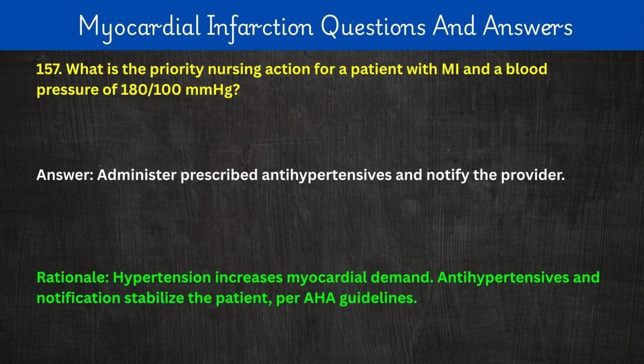157. What is the priority nursing action for a patient with MI and a blood pressure of 180/100 mmHg? Answer: administer prescribed antihypertensives and notify the provider. Rationale: hypertension increases myocardial demand. Antihypertensives and notification stabilize the patient, per AHA guidelines.